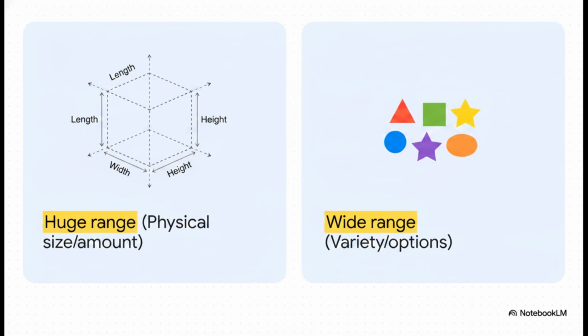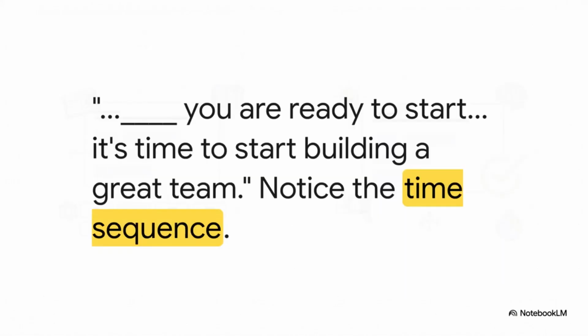Now, I want to stop and teach a really crucial lesson straight from our tutor transcript for the next blank. The text talks about a range of tasks, and students constantly debate whether it should be huge range or wide range. Here is the golden rule. Huge is used for physical size or physical amount. Wide, on the other hand, is used when talking about variety or options, since a range of tasks obviously implies a variety of different things to do. Wide range is the correct collocation. Lock that rule into your memory.